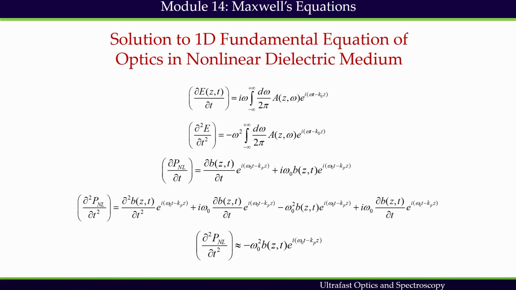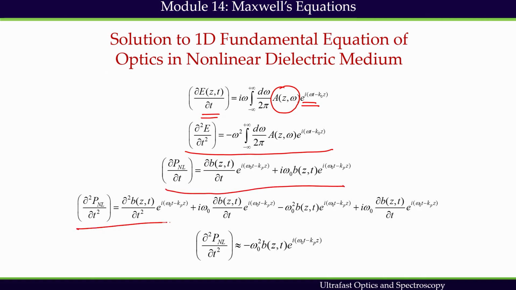Now, we will take the time derivative. We consider the time derivative, and remember A z omega is not time dependent. The time dependent part is just this carrier wave. That is why this part can be very easily rewritten this way. And another time derivative we have to take of the polarization expression, we get this. Finally, the polarization expression can be written this way, second derivative.